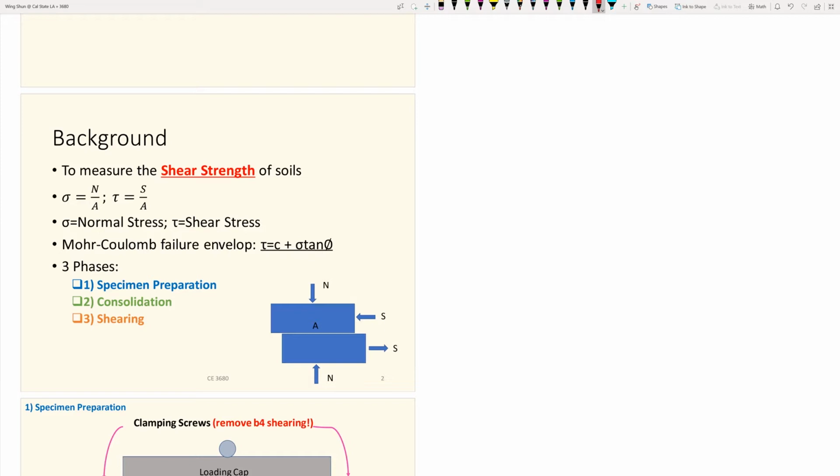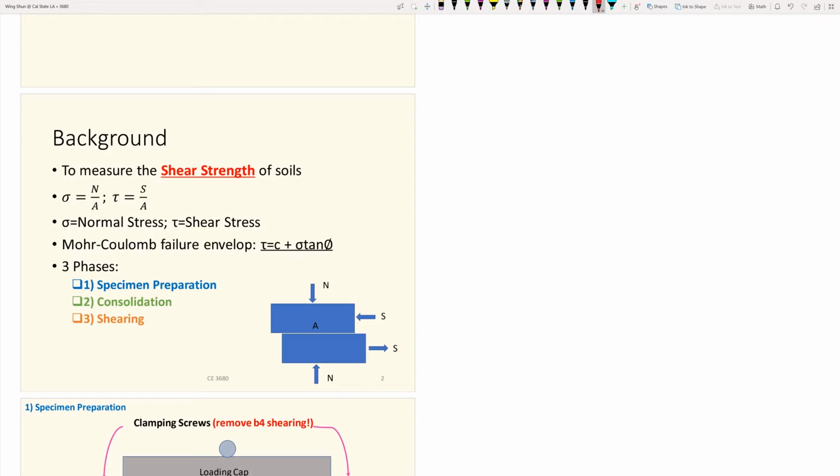As we can see from the apparatus, you connect to the shear load, the load cell in the horizontal directions. You can measure the shear load, and if you divide it by the area, then you get the shear stress. And we use the Greek letter tau to represent shear stress. And the whole thing will allow us to establish the Mohr-Coulomb failure envelope.